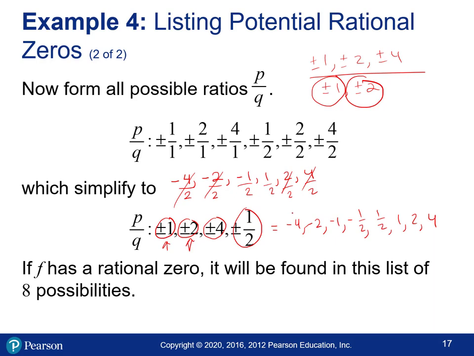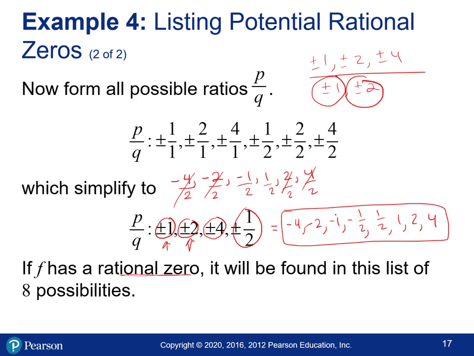Okay, so that is how you list the possible rational zeros. What this means is that for the polynomial function I started with, if I have any rational zeros, they are on this list. The function was degree 5, so there are not 8 zeros, but what this list is saying is that if any of my zeros are rational numbers, they are on this list.